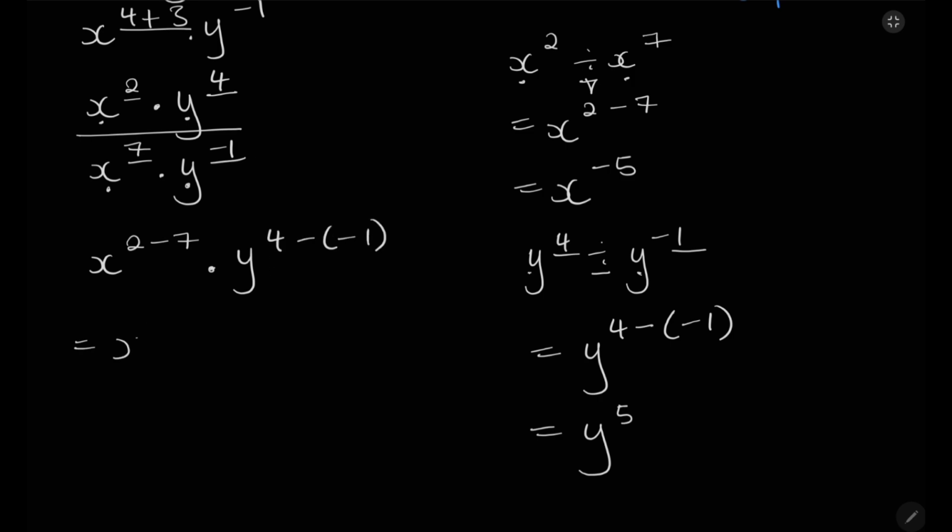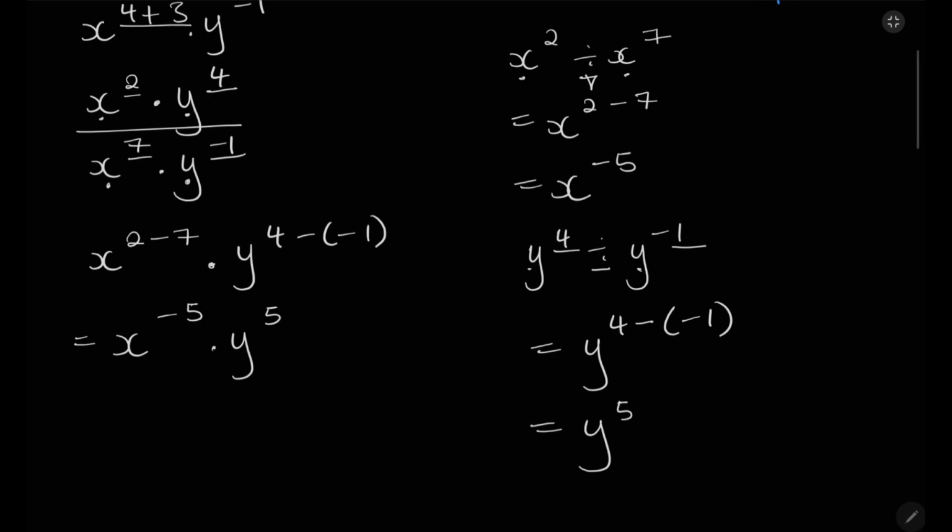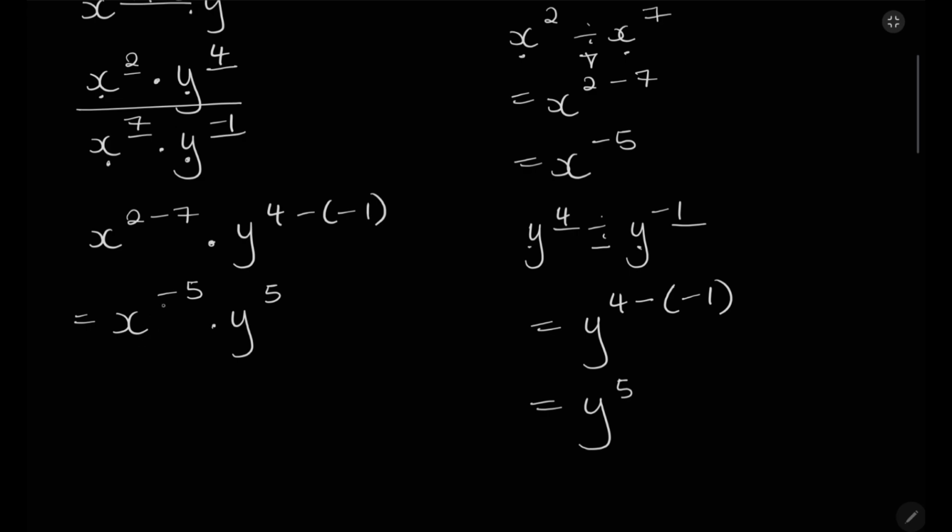Now let's solve. X to the power 2 minus 7 is equal to -5, times y to the power 4 minus -1, which is +5. So is this our final answer? Let's check. You have x to the power -5 times y to the power 5. X has a negative exponent, y has a positive exponent. So we can take this x to the denominator so that we can have a positive exponent. X to the power -5 times y to the power 5 is basically x to the power -5 times y to the power 5 over 1.